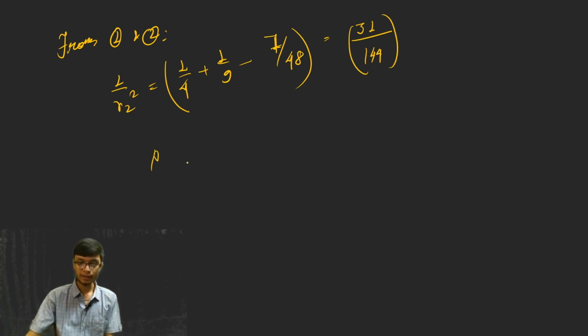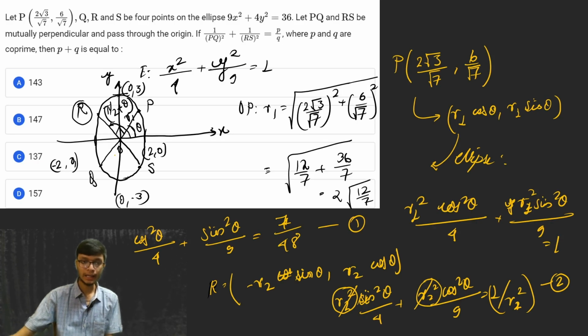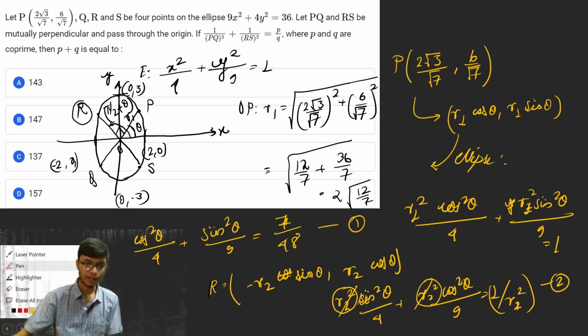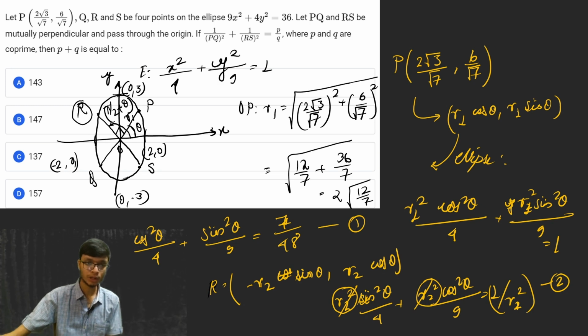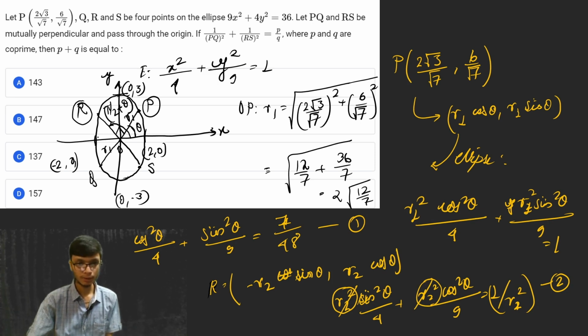So what I can write now, since they are passing through the origin, and the ellipse is symmetric about the origin, it is basically a symmetric coordinate. So if point P has this OP distance as R1, then the OQ distance is also equal to R1 because it is symmetric about the origin for the case of an ellipse. Okay, and a similar condition goes for R and S as well.